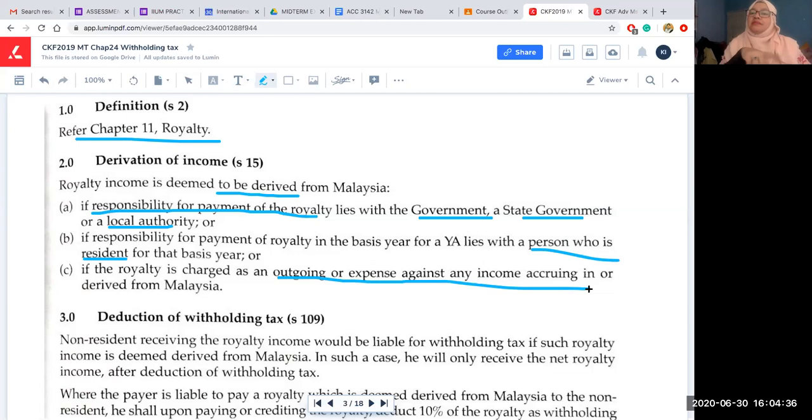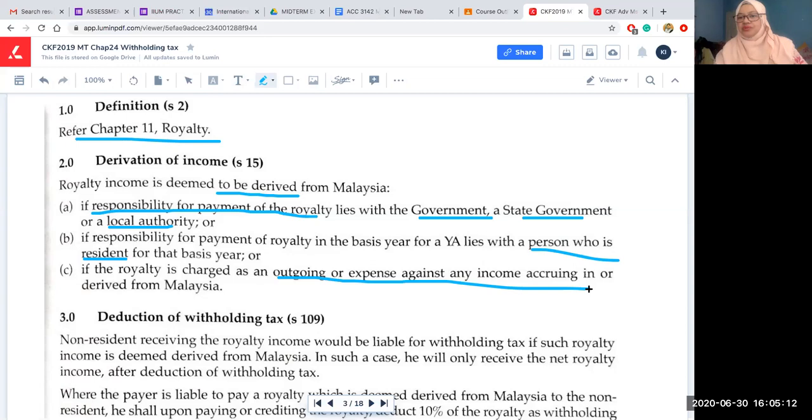The payer may not be a resident person, but payment of royalty is charged as an outgoing or expense against income. So in your profit and loss account, if you have payment of royalty to a non-resident person, the payer itself is a non-resident person. Because if you are resident, then you fall into B. But number three, if you are non-resident, but you charge the royalty expense in your profit and loss account, then the royalty received by the non-resident is deemed derived in Malaysia.